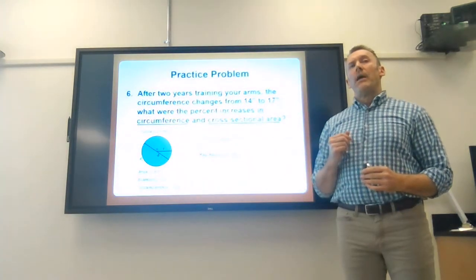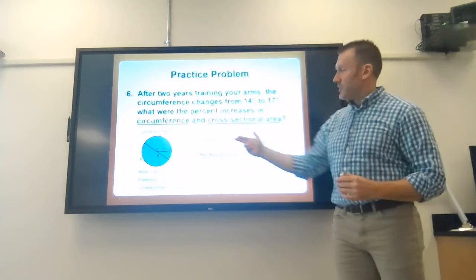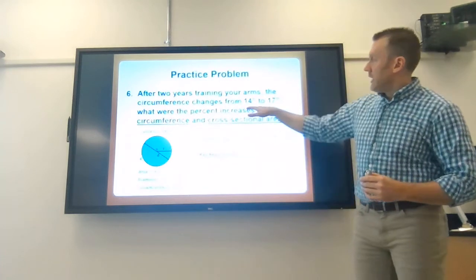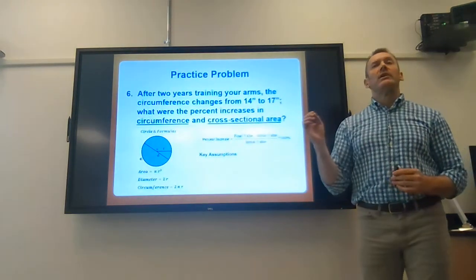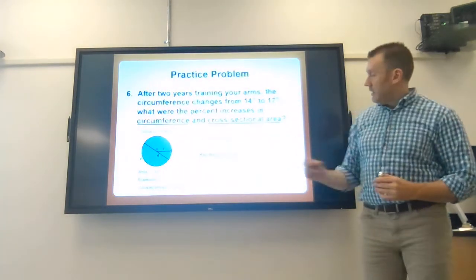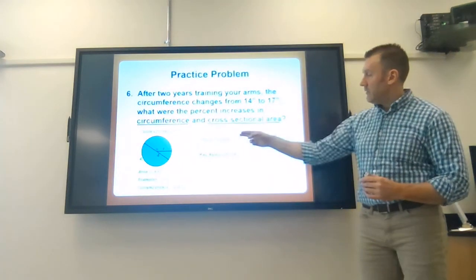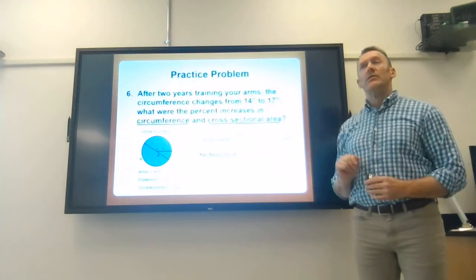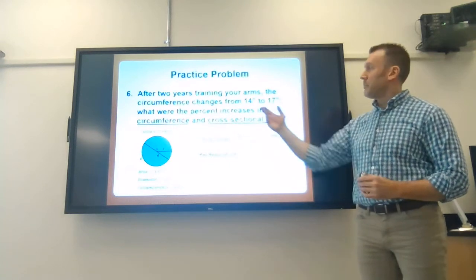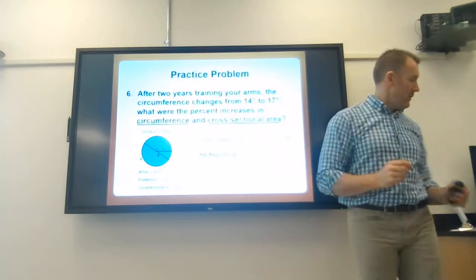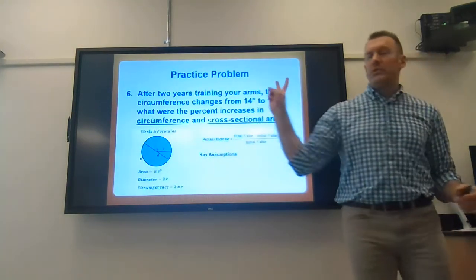So we're given the changes in circumference. So you can pretty much use the percent increase equation to look at the percent increase in circumference. So you can say, okay, the final value was 17, the initial value was 14, and then you can divide by the initial value, which was 14, and then you can multiply that by 100. So everybody do that quickly. Let's look at the percent increase in circumference or muscle size. Let's go with two decimal places.